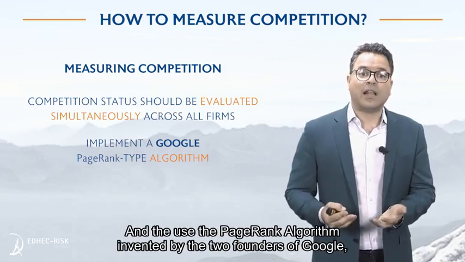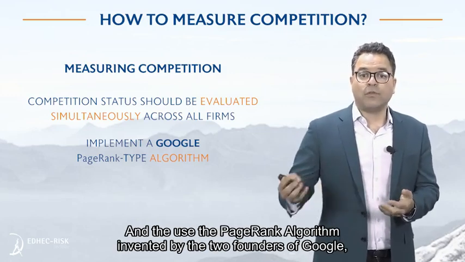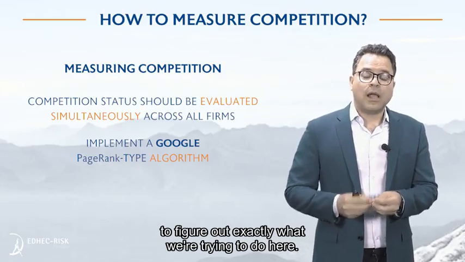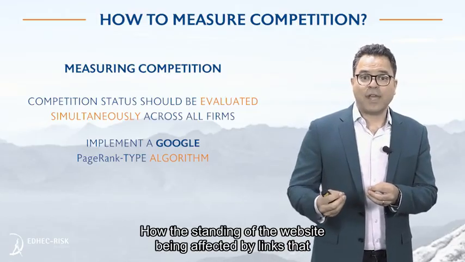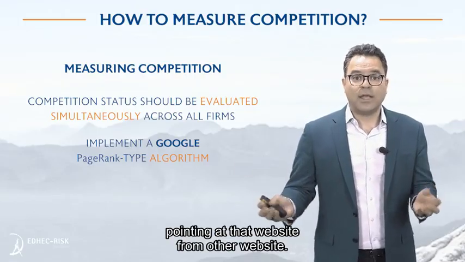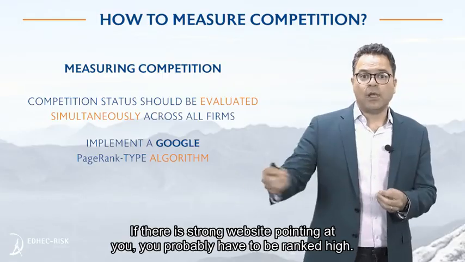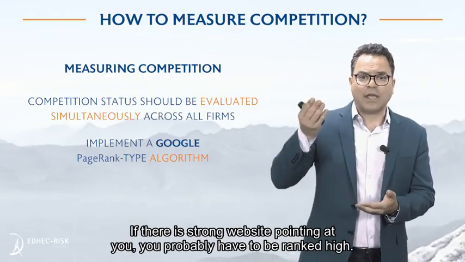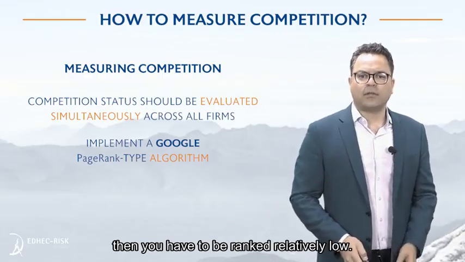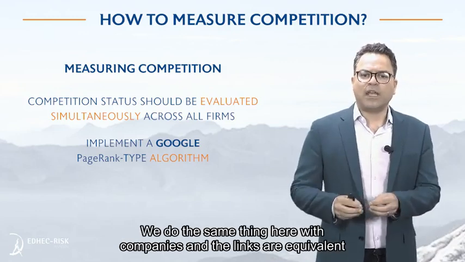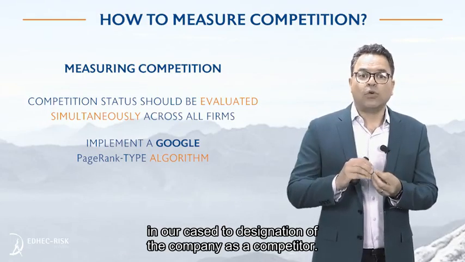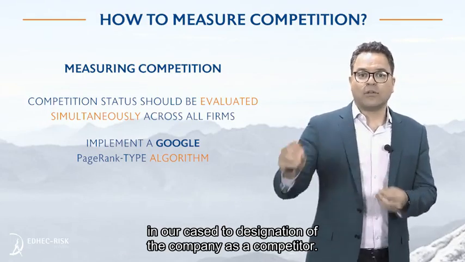They used the PageRank algorithm, invented by the two founders of Google, to figure out exactly what we're trying to do here: how the standing of a website is affected by links pointing at that website from other websites. If a very strong website is pointing at you, you probably should be ranked high. But if no one is pointing at you, or only very weak websites, then you should be ranked relatively low. We do the same thing here with companies, and the links are equivalent in our case to a designation of a company as a competitor.